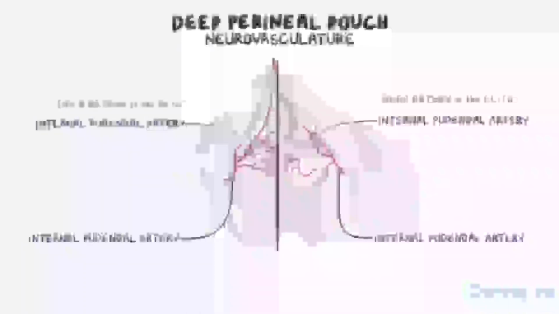Finally, let's take a look at the neurovasculature within the deep perineal pouch. This pouch contains the internal pudendal artery, which bifurcates into the deep artery of the penis or clitoris, and the dorsal artery of the penis or the dorsal artery of the clitoris. The pudendal nerve also continues in this pouch and ends as the dorsal nerve of the penis or the dorsal nerve of the clitoris. The deep perineal nerve, a branch from the perineal nerve, supplies the muscles within the superficial and deep perineal pouches.